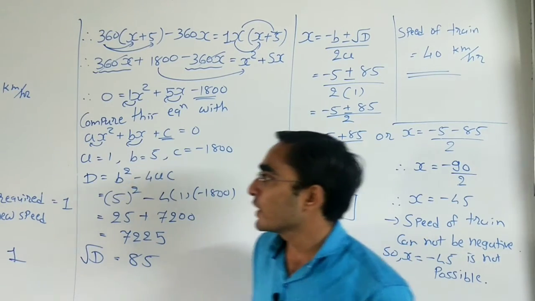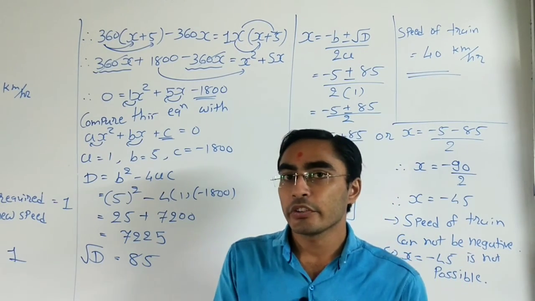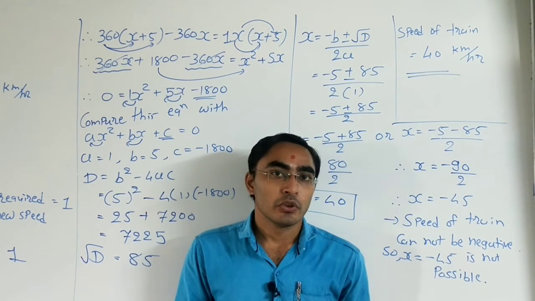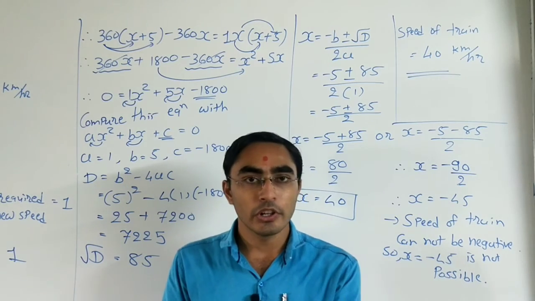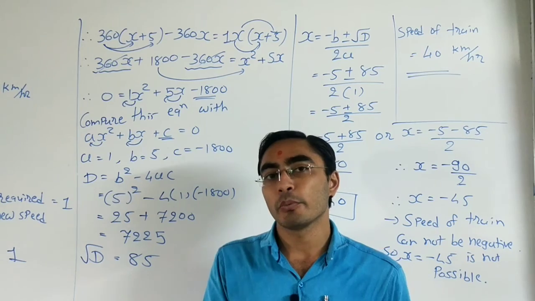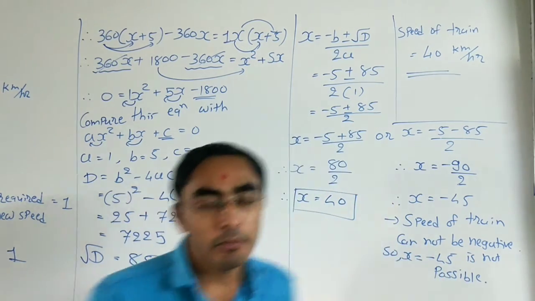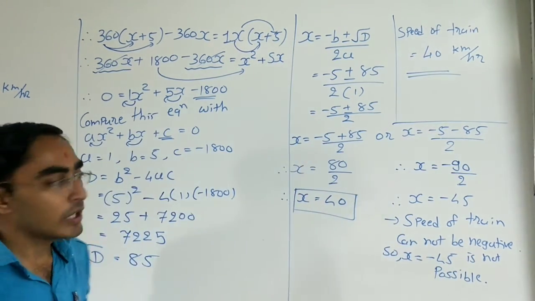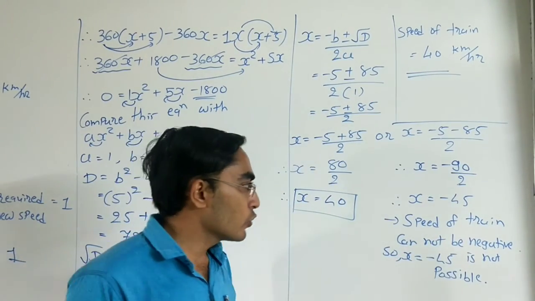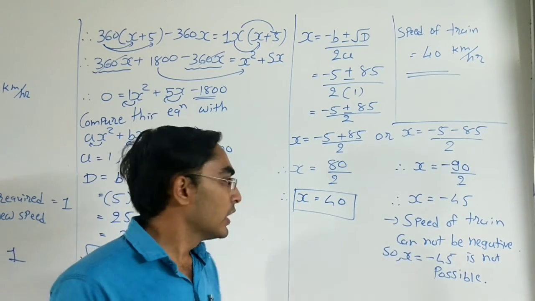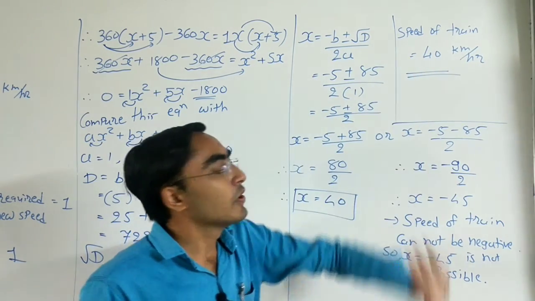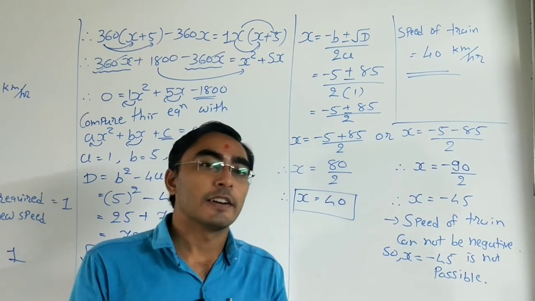So initially what we need to do? Assume speed of train x, distance is fixed. Okay, difference in time is given. So time required with the original speed minus time required with the new speed is equal to 1. Okay, then use the formula of time, take the LCM, you will get this quadratic equation, and you need to solve this equation. At last you will get the two answers. Out of that, this negative answer is not possible, so this is your final answer, and you need to write the answer with the unit, 40 km per hour.